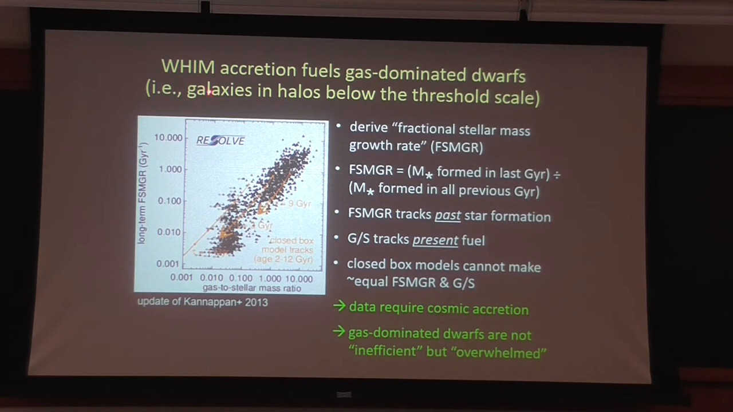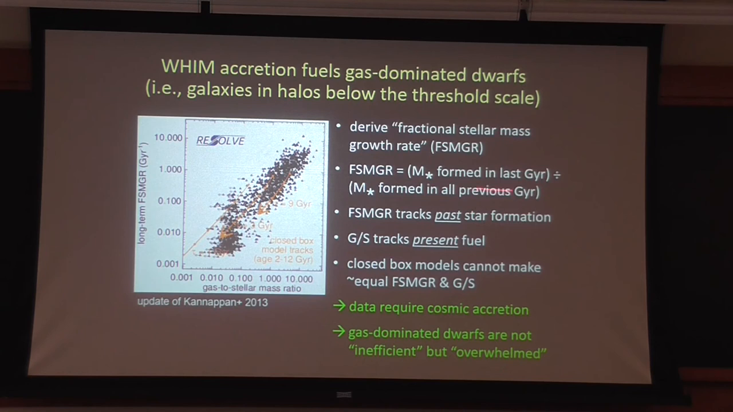So how do I know this? Well, bear with me. This is going to take a little bit of explaining. First of all, we derive the fractional stellar mass growth rate. That is defined as the stellar mass formed in the last giga year divided by the stellar mass formed in all previous giga years. It's important that this is not a specific star formation rate, because a specific star formation rate would divide the stellar mass formed by the total stellar mass. The total stellar mass would include the numerator.